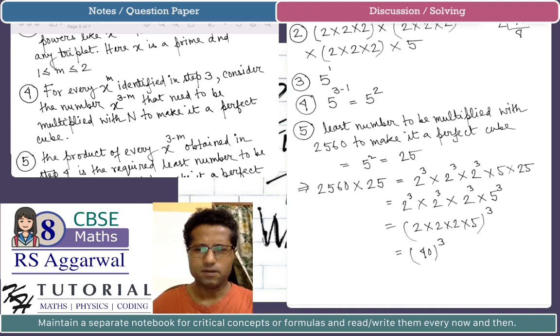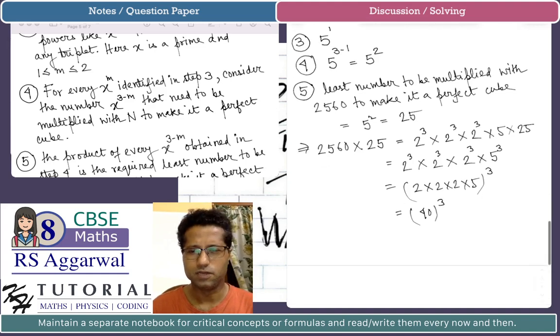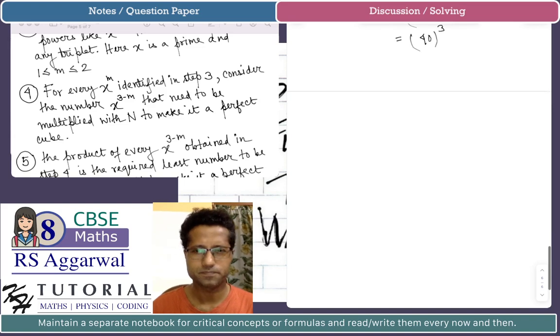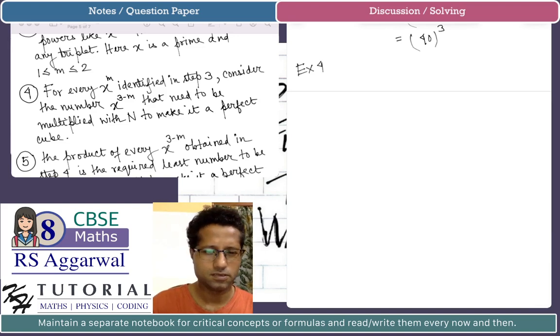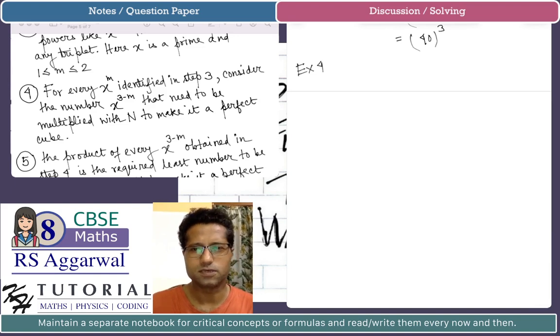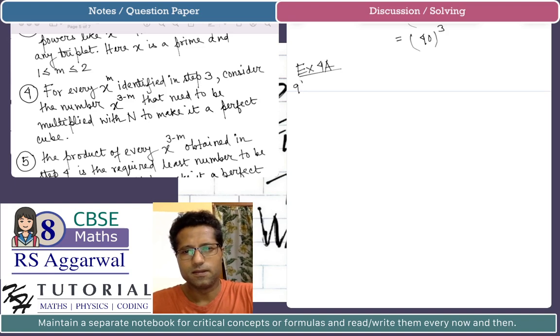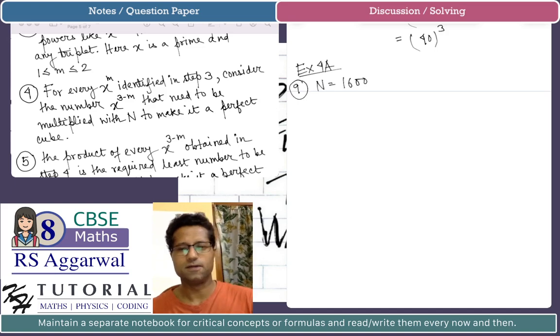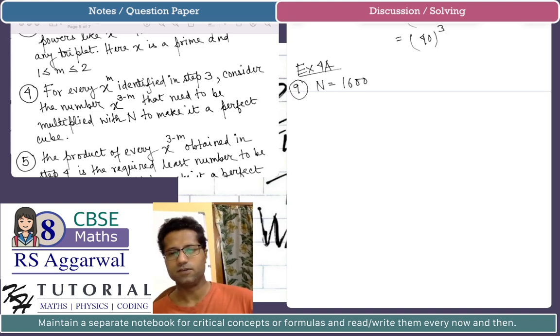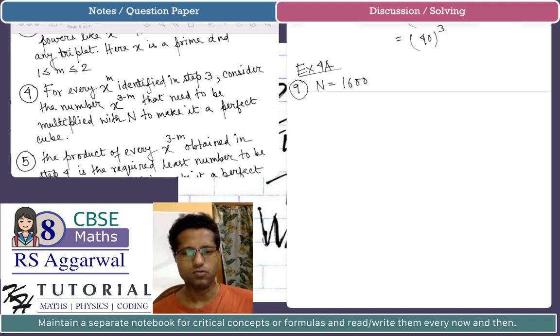Let's do another problem, to illustrate the second pattern of the problem. Let's do exercise 4A, problem number 9. The given number is 1600, and we have to find the least number by which 1600 must be divided to make it a perfect cube.